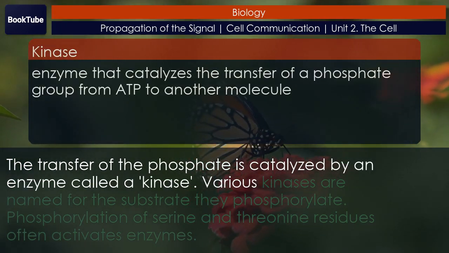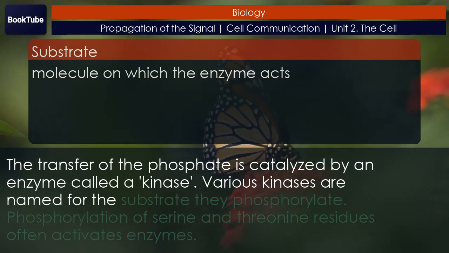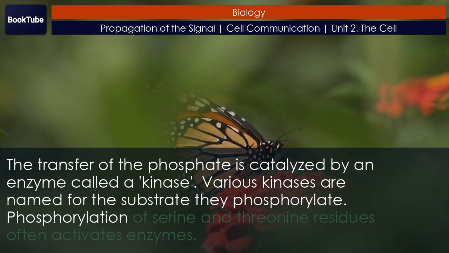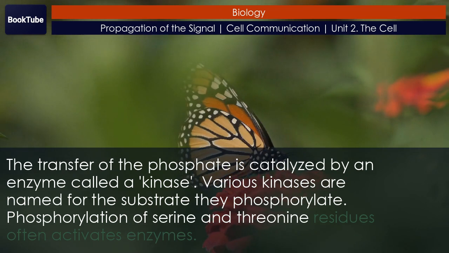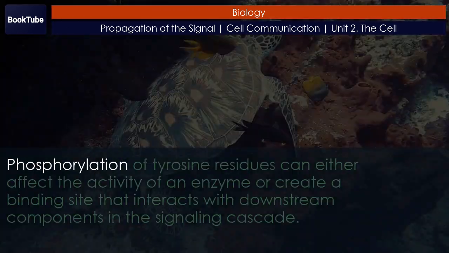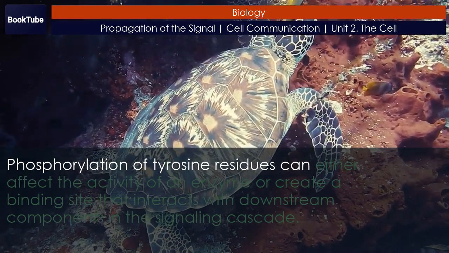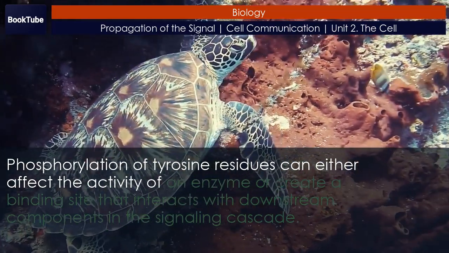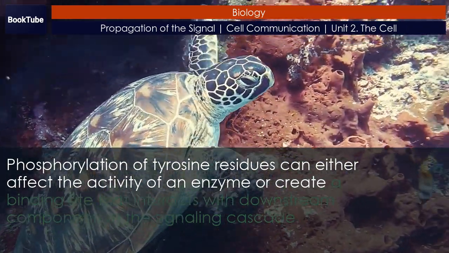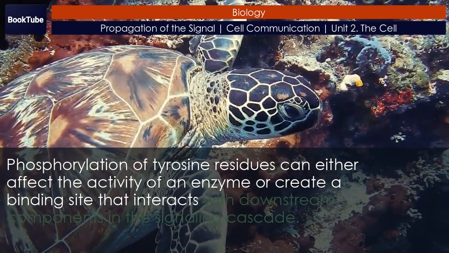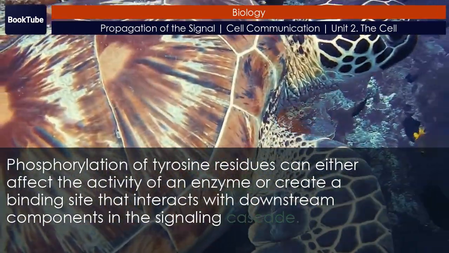Various kinases are named for the substrate they phosphorylate. Phosphorylation of serine and threonine residues often activates enzymes. Phosphorylation of tyrosine residues can either affect the activity of an enzyme or create a binding site that interacts with downstream components in the signaling cascade.